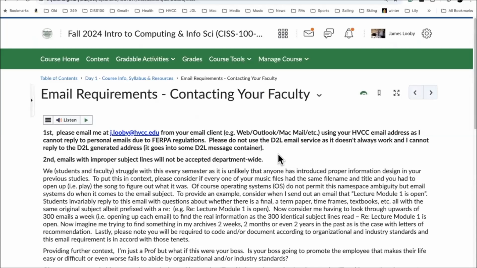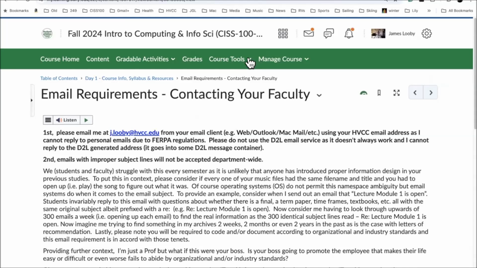First, please email me from your email client, whether you use Outlook, whether you're a web client, whether you're using Mac Mail, whatever it is, please email me from that. Please do not use the course tool email, the D2L email tool. The reason being is it comes from a nondescript mailbox. It's just a random generated string, and it may or may not get to me. We've encountered cases where students have emailed me or emailed other faculty, and from D2L, it just doesn't get to them. And then the student, of course, is left hanging without a response.